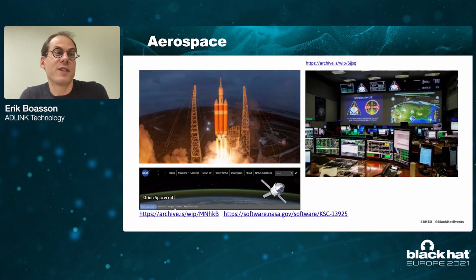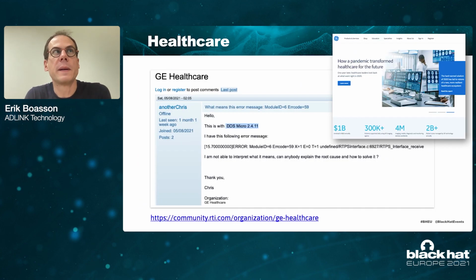Furthermore, there is space. There's not just aviation, also space. For example, the Kennedy Space Center monitors hundreds of thousands of parameters during launches. But that's just on land mostly, but DDS also really travels into space. For example, RTI was used in the first launch of the Orion spacecraft.